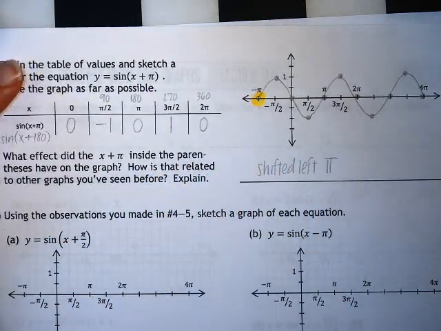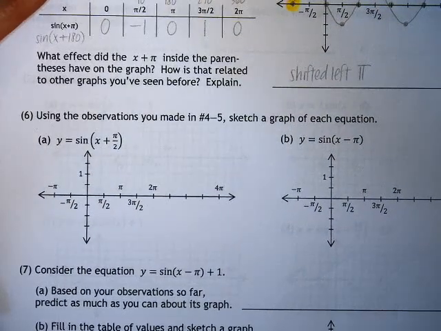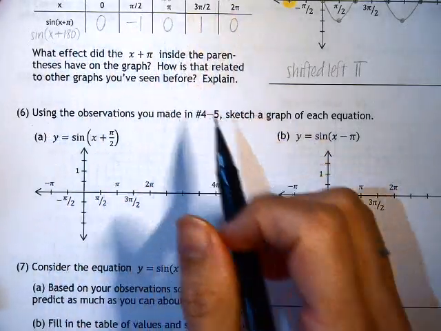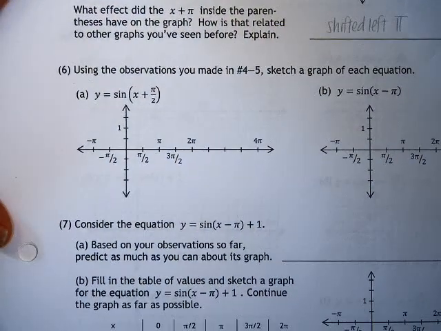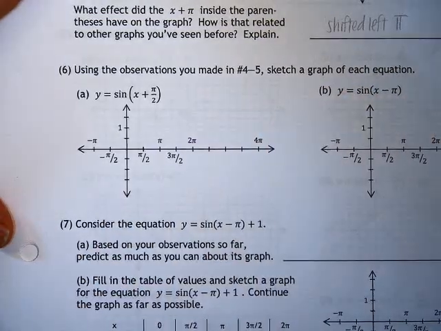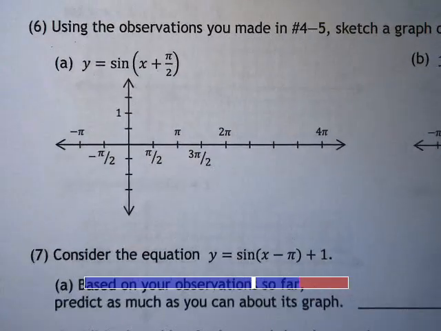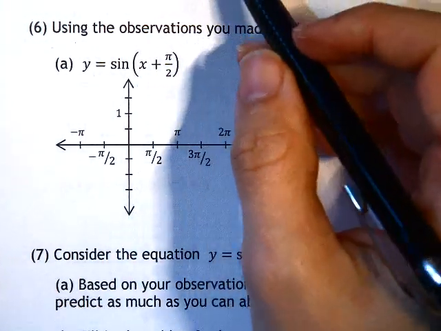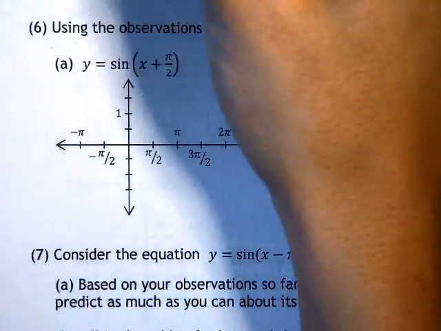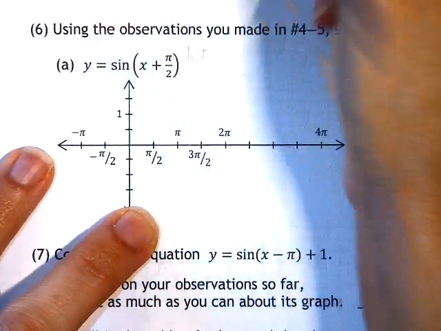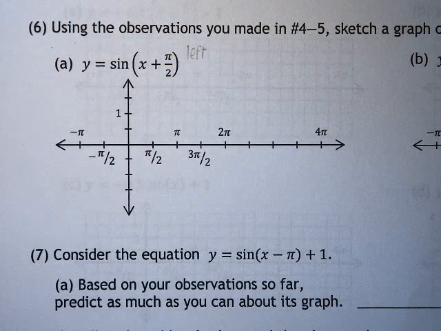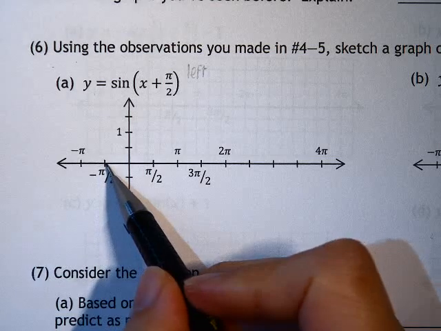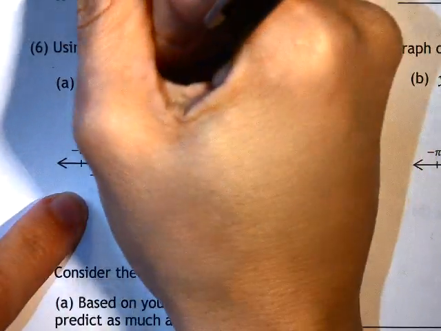Now that we've seen that shifting, let's try question number 6 and see if we can make some predictions without having to do all the table stuff. Just like in the previous video, I'll do the first one, you'll do the second one as independent practice. In the first one, it says x plus pi over 2. Just like in the example we did, x plus seems to tell me to go to the left, and pi over 2 seems to tell me where to go. So I'm going to go from the default starting position of 0, 0 to the left pi over 2. That is going to be my starting point.